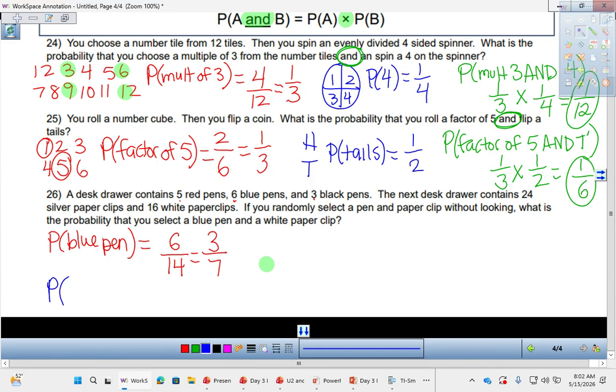All right, let's see. Probability of a white paper clip. I'm just going to say PC, paperclip. The desk drawer contains 24 silver and 16 white paper clips. There's 16 white paper clips. What's my denominator? Where's the 40 coming from? Adding the paper clips, 24 plus 16.